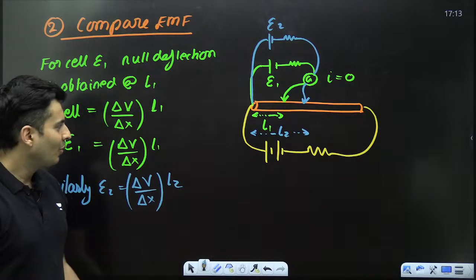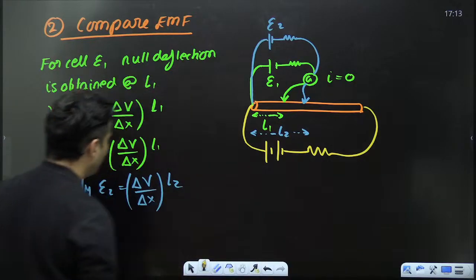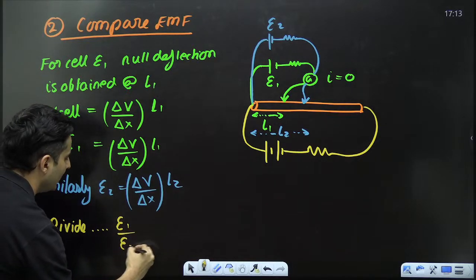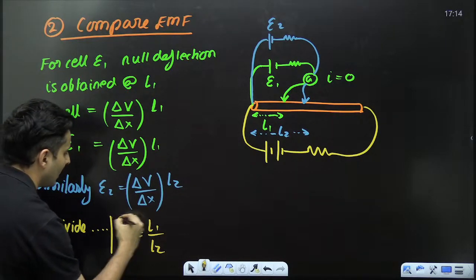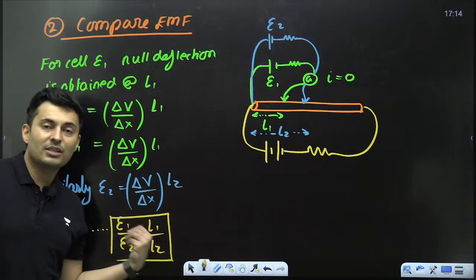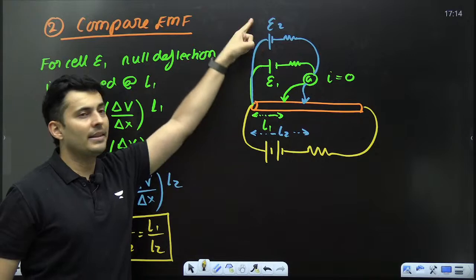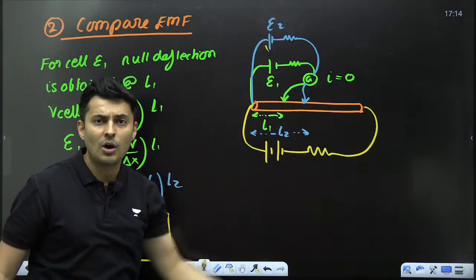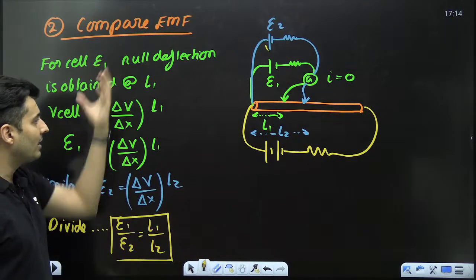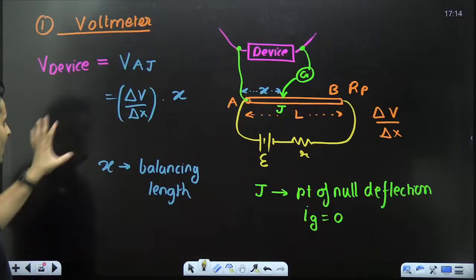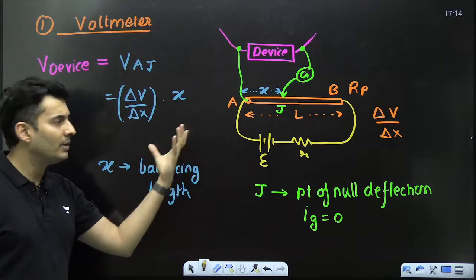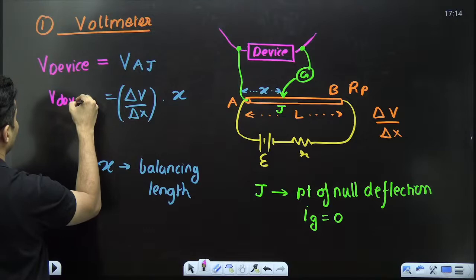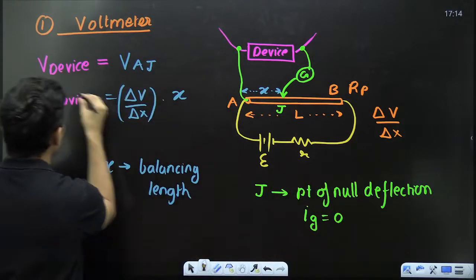What do you see now? What can we do now? You can divide both of them. What will you get? E1 by E2 is L1 by L2. This is again a very important formula, because using this formula, if I know the lengths, I can compare the EMF. What is the ratio? Or if I know this is 7 volts, 2 volts, 3 volts, I can find the voltage of the other battery. So that's how you compare EMF using a potentiometer. We have used this logic only of measuring the voltage between any 2 points. So this is also a very important formula, voltage across any device. Perfect. Keep this in mind.